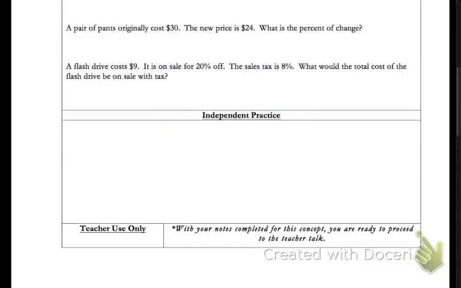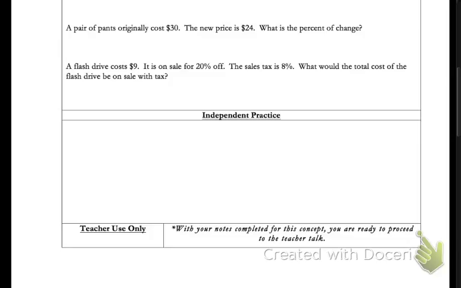So let's apply this percent theory, and let's apply it in some things that we do when we spend our money all the time. Our first one: a pair of pants originally cost $30 and the new price is $24. What is the percent of change?